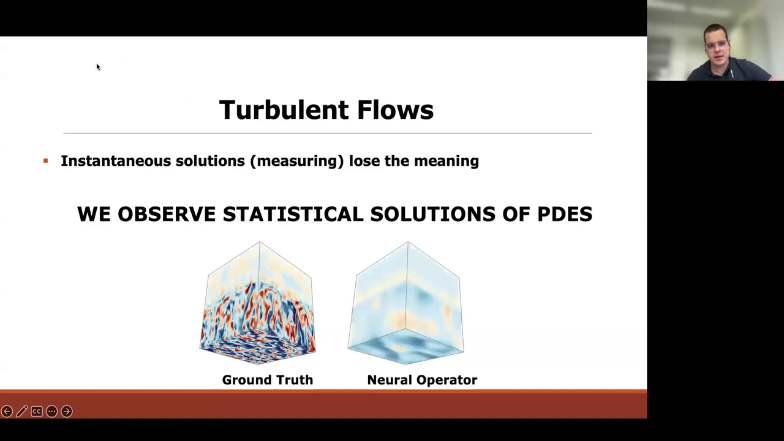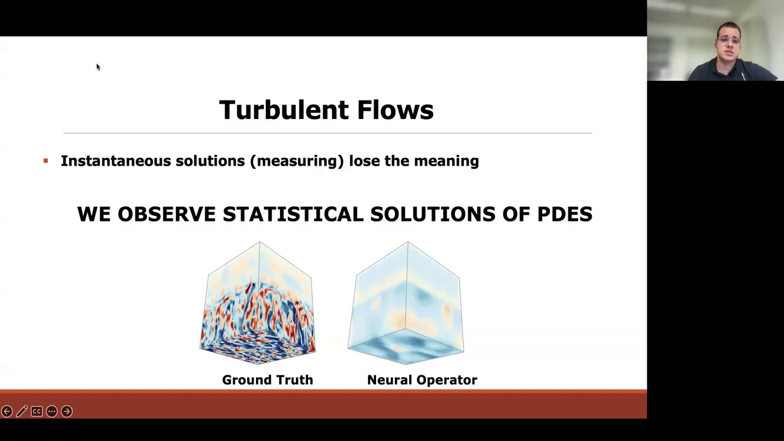So how do we mathematically describe this phenomenon? In fact, for chaotic maps, for turbulence, instantaneous solutions lose their meanings. So we really need to resolve all the possible scales of the input and the output in order to get very precise mathematical descriptions of those mappings. Since we usually cannot do that, we cannot measure all the possible scales in the input. We have to observe statistical quantities and statistical solutions of PDEs.